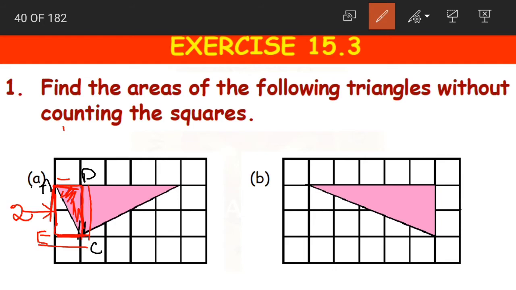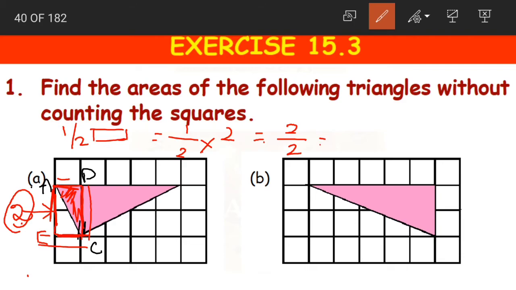So what will be the area of the triangle, children? It would be half the area of the rectangle. So 1 by 2 into, what is the area of the rectangle? The area of the rectangle is 2. So 1 by 2 into 2. When we multiply, we have 2 divided by 2, that is equal to 1.